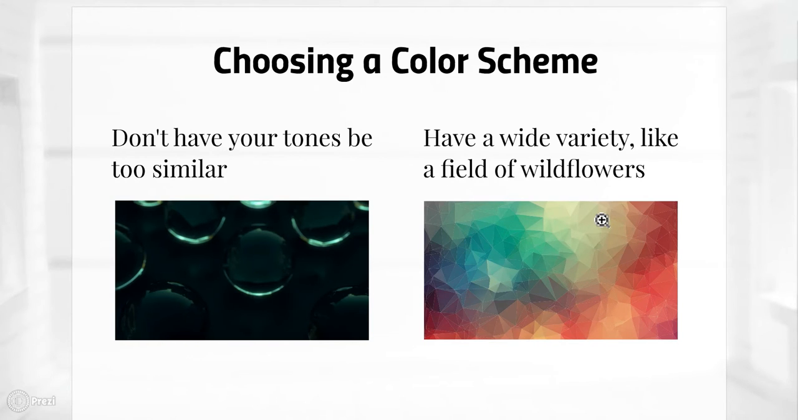For example, I don't know if some of you have heard the term the wildflower theory of color. When you see a field of wildflowers, they all go together perfectly, even though they're all different colors and different tones. It's a good reminder that different values and tones naturally look good together. So this is just an example of that.